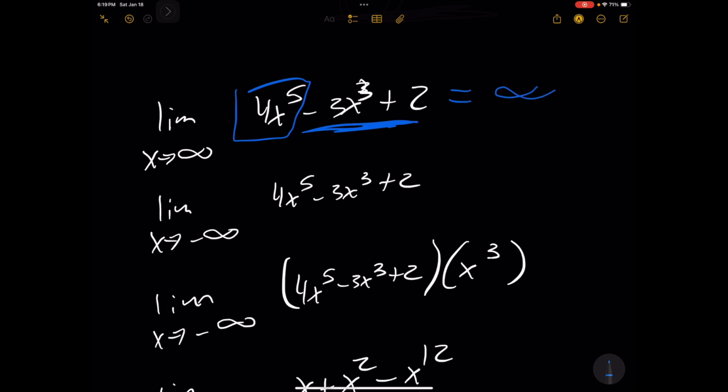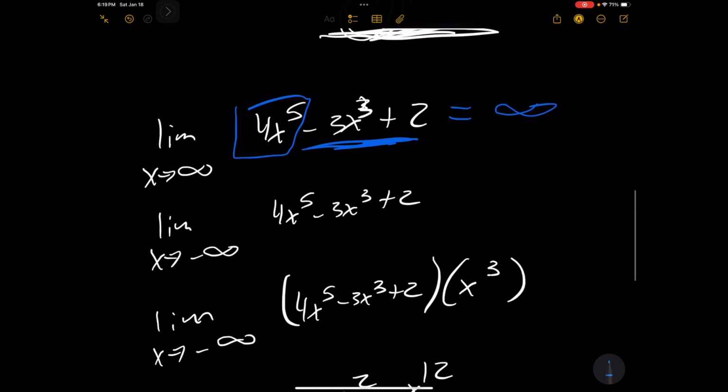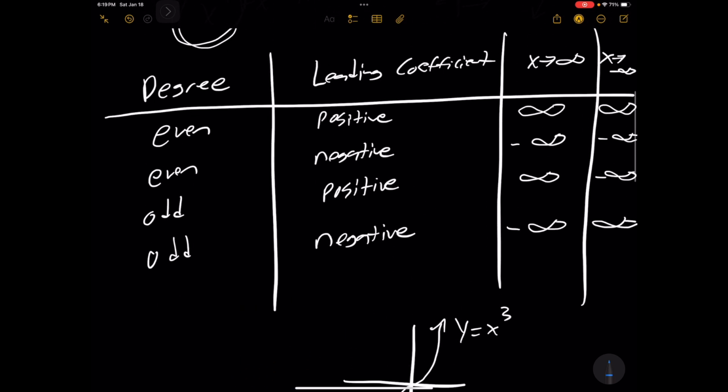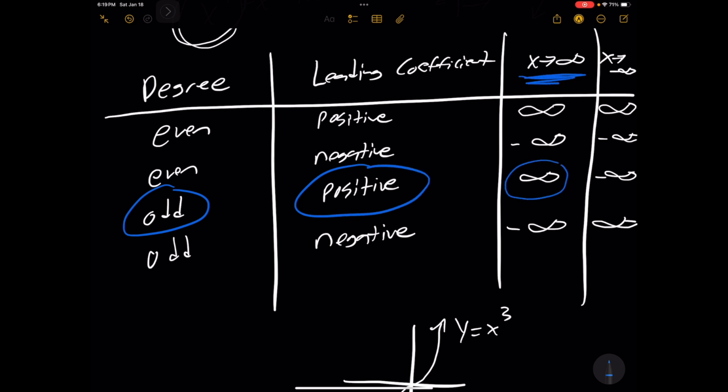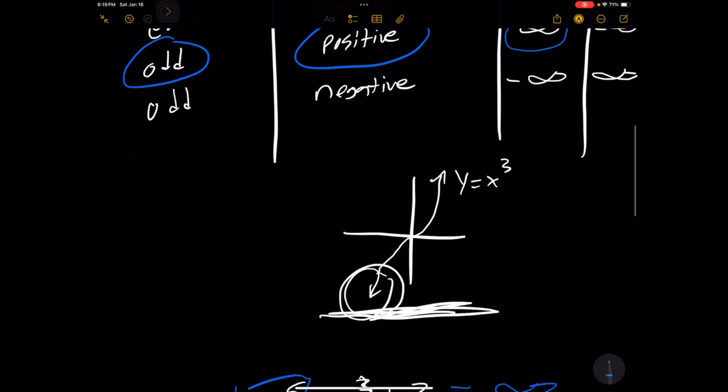So we're going to be tending towards positive infinity. Here the leading coefficient is positive, and the power is odd. Odd power, positive leading coefficient, we're going to tend towards infinity as x tends towards infinity. And that's how we read the table.